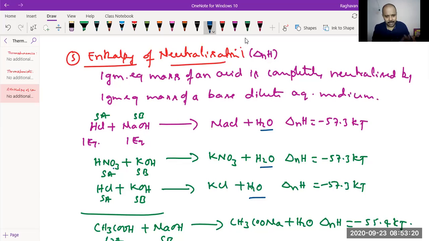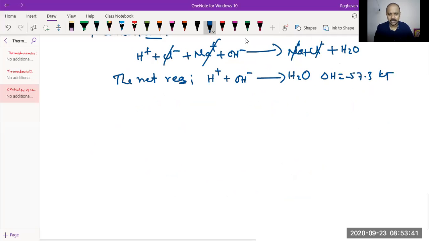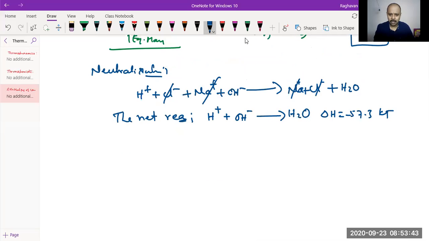So the net reaction that takes place during any neutralization reaction of a strong acid and strong base is combination of 1 mole of H plus ions with 1 mole of OH minus ions to form 1 mole of water, during which heat liberated is always a constant, that is 57. Okay, so this explains a constancy in the enthalpy of neutralization of strong acid, strong base.